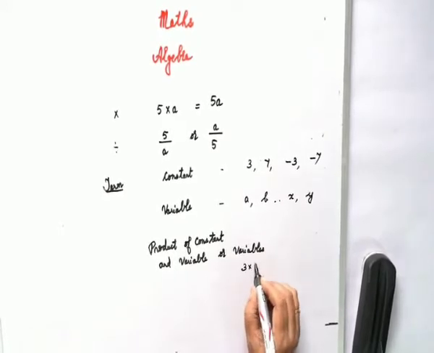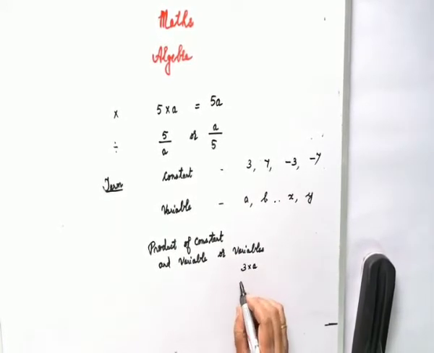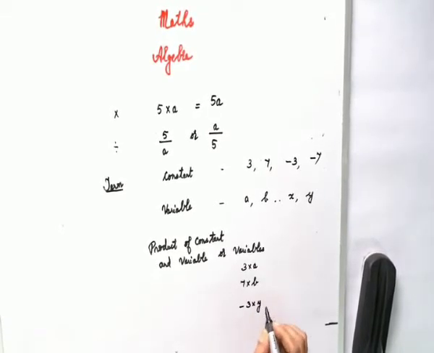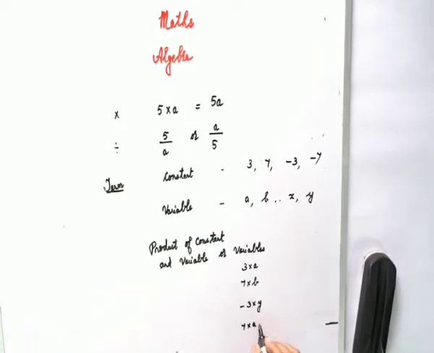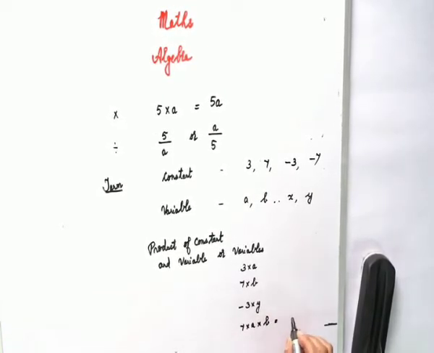3 into a, 7 into b, minus 3 into y, 7 into a into b, 7ab.